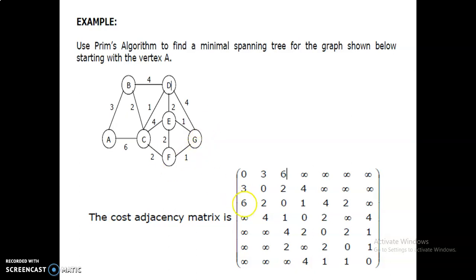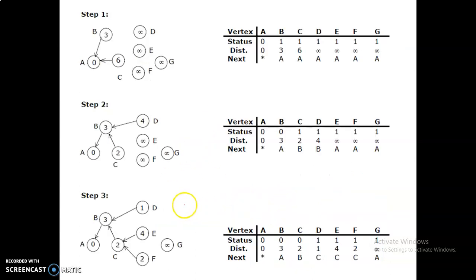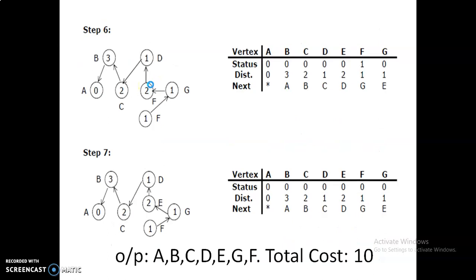So the graph and adjacency matrix, and here we have the different steps. In each step we take one vertex at a time and update its adjacent vertices. The final result is like this. Here these are the previous vertices, the previous vertex of each and every vertex, which is considered for drawing the spanning tree.